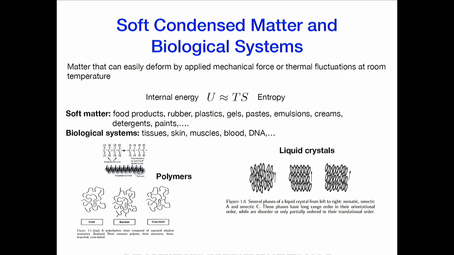Yes? How would one calculate the entropy for a polymer? Is it like a Boltzmann entropy? Yes, but for the entropy of a polymer, you have a chain, and you calculate how many configurations the chain can do. So this is statistics, it's statistical mechanics. It's like a random walk.